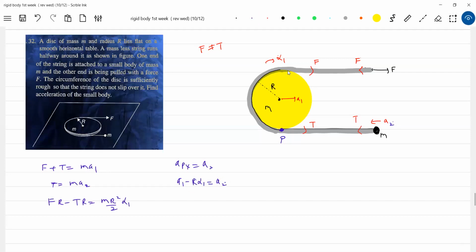So what is our mindset? Where two bodies are in contact, one constraint equation. Where a string is there, through the string we'll get a relation between accelerations. Then body having translational motion, net force equal to ma. Body having rotational motion, torque equal to I alpha. Somehow we should fight with these ideas only, no? Now substitute: A1 equal to F plus T by M. R alpha 1 should be equal to 2 into F minus T by M. A2 will be T by M. Solving this, we'll get the T.